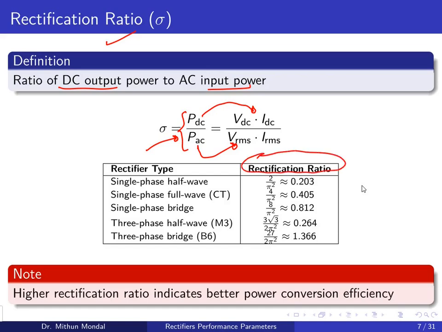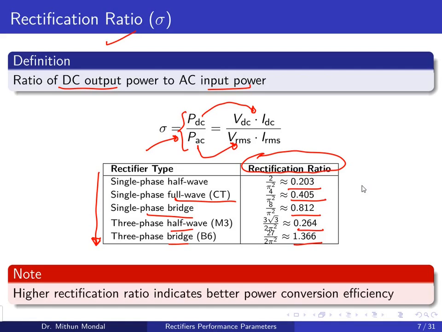For the rectification ratio of the different rectifiers from single phase to three phase configuration, the single phase half wave rectifier has 0.2. Full wave center tap is 0.405. The single phase bridge rectifier is 0.8, and the three phase configurations are correspondingly 0.2 and 1.3 in the center tap and bridge configuration respectively.